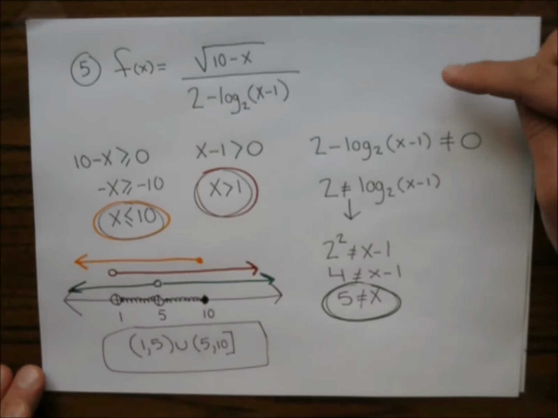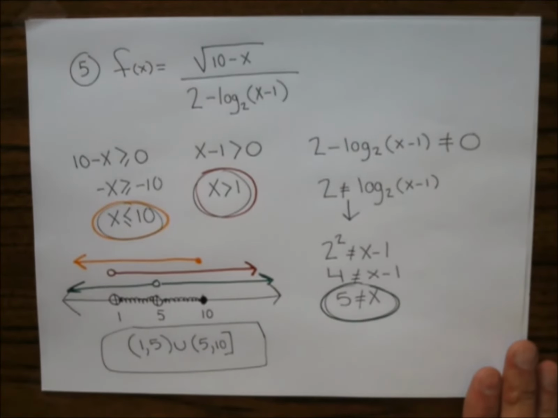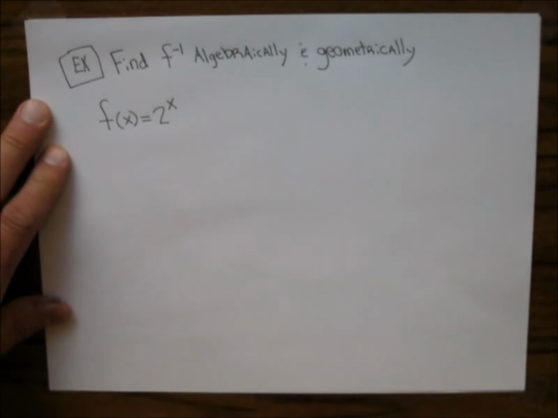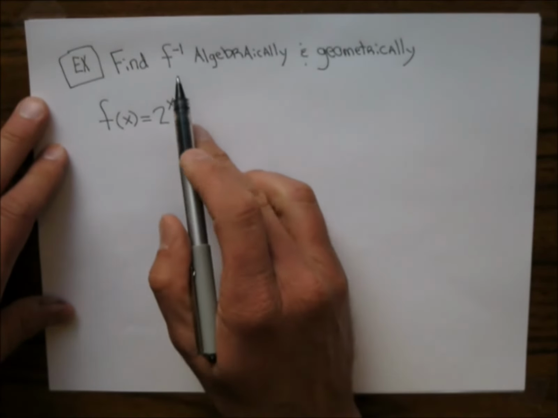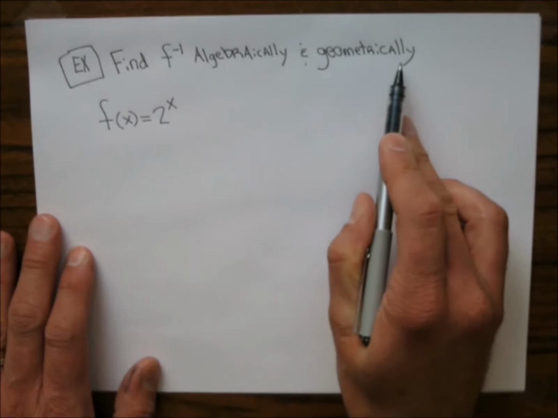Okay, this is going to be on the harder side in terms of difficulty. So this will help you do 43 through 57. Let's go ahead and cover our last sort of topic with this, exponential and logarithmic functions. And the last topic happens to be something that looks like this. It tells you to find f inverse algebraically and geometrically.